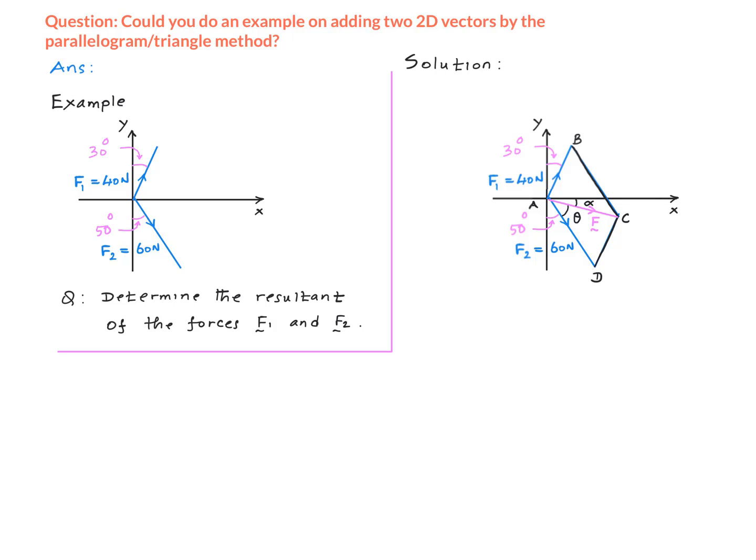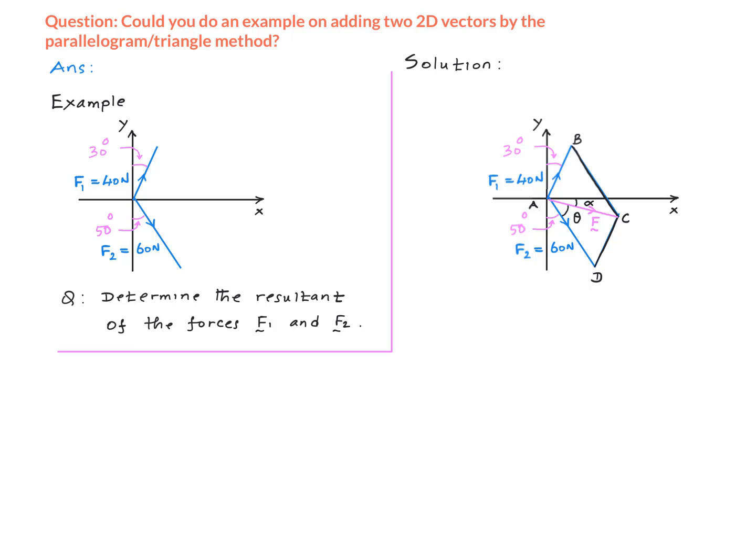Well, we connect point A to point C and define the diagonal AC. And the theory says the diagonal AC is the resultant force of F1 and F2. In the picture, I have also marked a couple of angles, angle theta and angle alpha, which will help us define the direction of the resultant force F, but we'll come to that in a second. First, let's go ahead and find the magnitude of F.